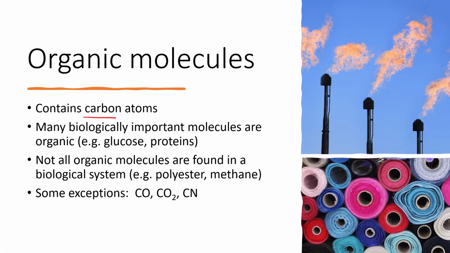Many biologically important molecules are going to be organic. For example, glucose is an organic molecule. The formula for glucose is C6H12O6. You will eventually remember it because we will be talking about glucose quite a bit. Protein is an organic molecule. There's no chemical formula for protein because there are many different kinds of proteins, and it really depends on which one you're talking about. But it is an organic molecule.